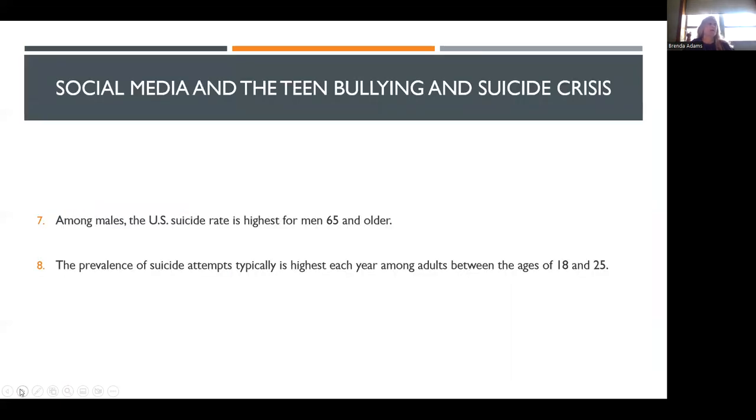Among males, the US suicide rate is highest for men 65 and older. That is true. And a lot of the speculation is that men this age tend to, their health may be declining. They may have certain issues. They don't feel as productive. There are a lot of different situations for men in this age bracket that makes them more common to try to attempt suicide.